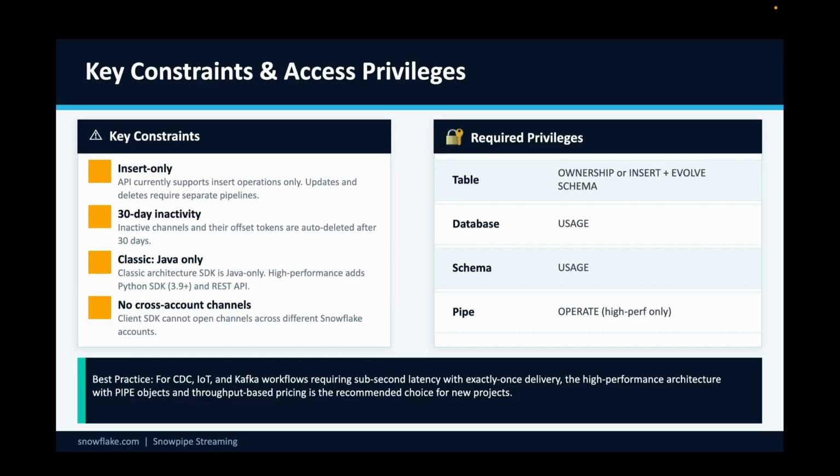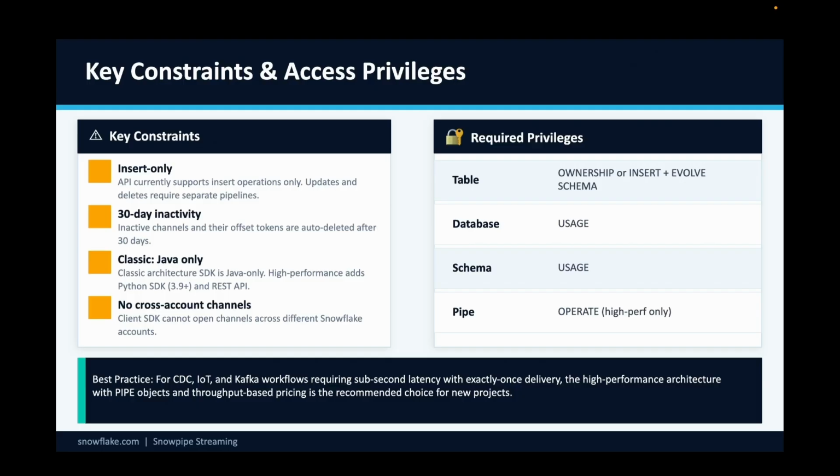Key constraints and access privileges. Some of the constraints that we can go over here: insert only. The API currently supports insert operations only. Updates and deletes require separate pipelines. 30-day inactivity: inactive channels and their offset tokens are auto-deleted after 30 days. Classic architecture supports Java-only SDKs. High performance adds Python and REST API. No cross-account channels. The SDK cannot open channels across Snowflake accounts.